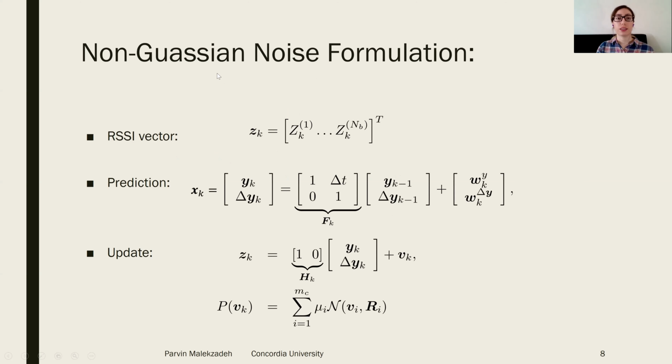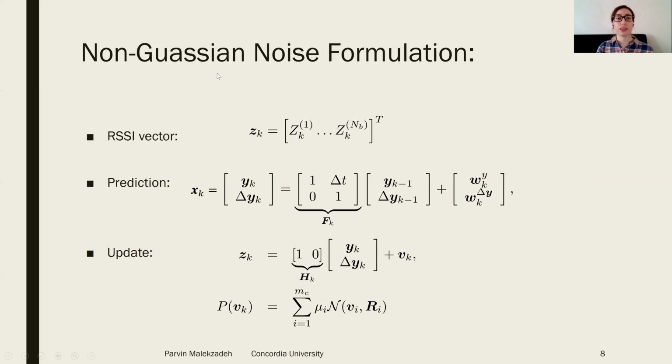For the update phase, we have ZK with this formula, where ZK shows the received RSSI signal from the beacon, which includes the noise. So YK shows the noise-removed RSSI, and here shows the noisy RSSI vector. And as I mentioned, our noise is non-Gaussian, so we model it as a mixture of Gaussian model.